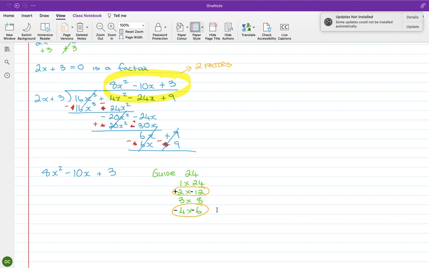So, remember, only one of them is right. So, which one is it? They have to add to give you the middle number and multiply to give you the guide number. Okay, that's the rule. So add to give the middle number, multiply to give the guide number.